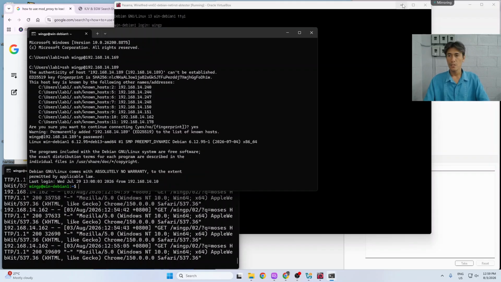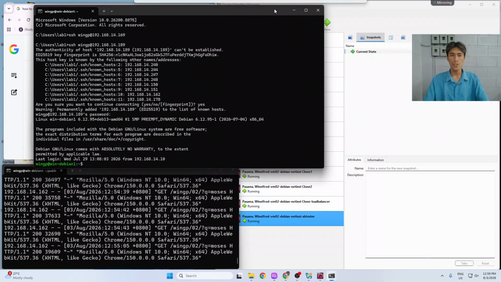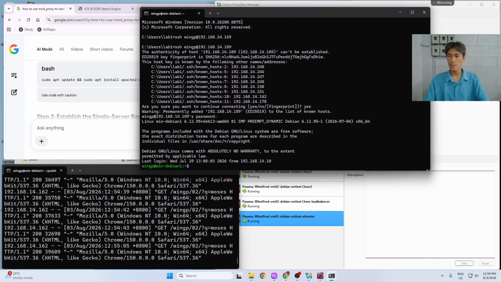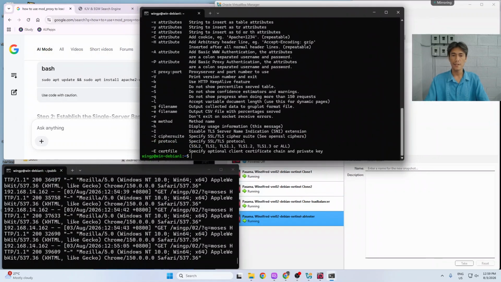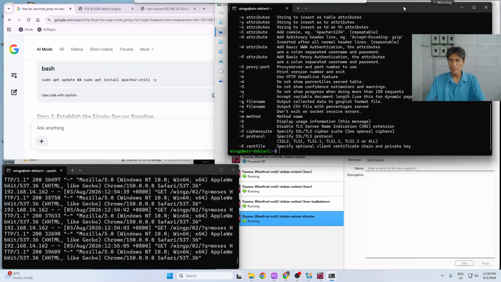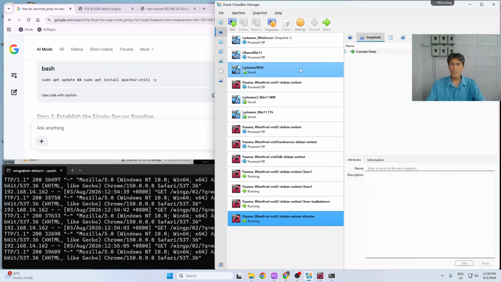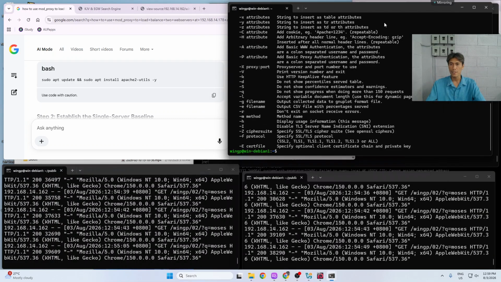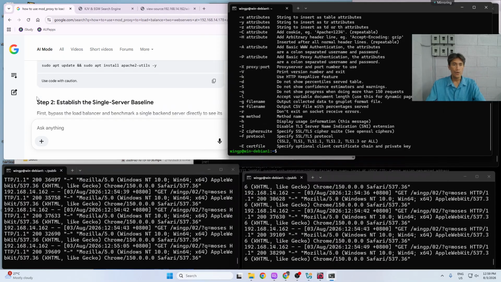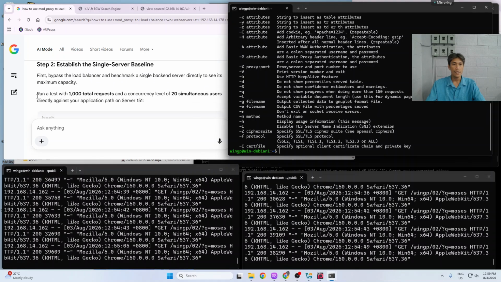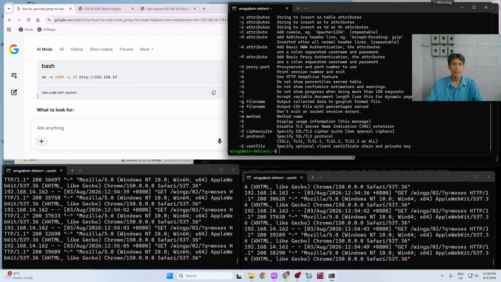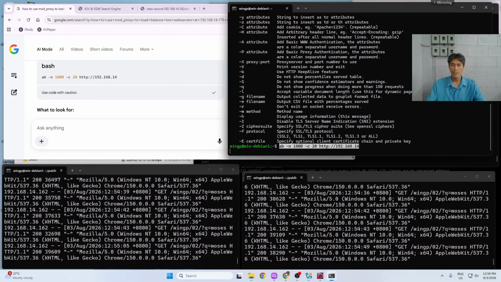Okay. So we will minimize the real console and use another console. Now we have AB here. Yes, we have AB. Let's minimize the VirtualBox manager. Now, what do we do with AB? I have AB. Let's test 178.